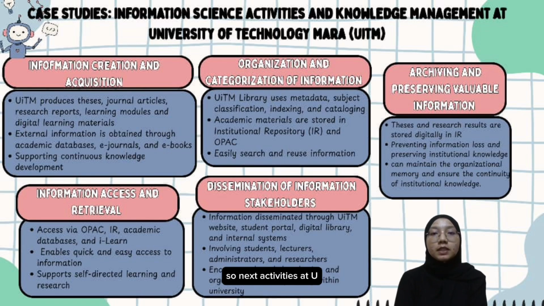So the next activity at UiTM is organization and categorization of information. The UiTM library uses metadata, subject classification, indexing, and cataloging. Academic materials are stored in IR and OPAC. This makes it easier for students and lecturers to search and reuse information.